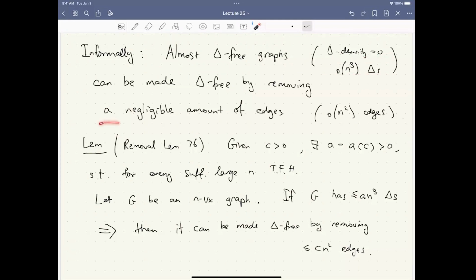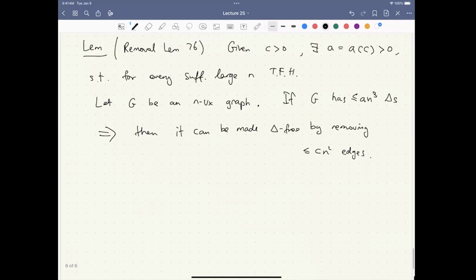What does it mean that a graph cannot be made triangle free by removing few edges? That means this graph has many edge destroying triangles, right? If you have a large collection of edge destroying triangles, you have to remove an edge from every triangle in this collection to destroy them. That's the contrapositive. Let's write it down.